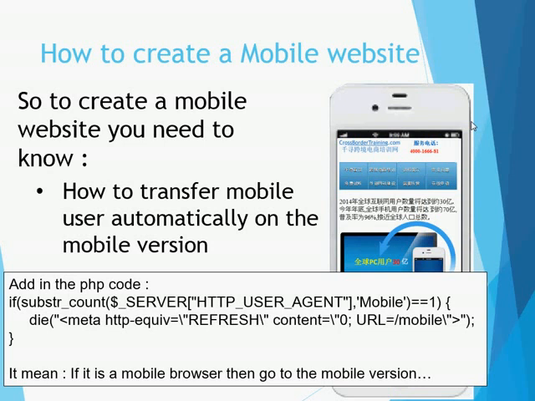So if you have a mobile website, don't forget to transfer all the people who are with a mobile device to the mobile website. For this, you just need to add on the PHP code of the normal website these 3 lines, actually 2 lines. If you see in the user agent the word mobile, then you transfer to the mobile version, and that's all.